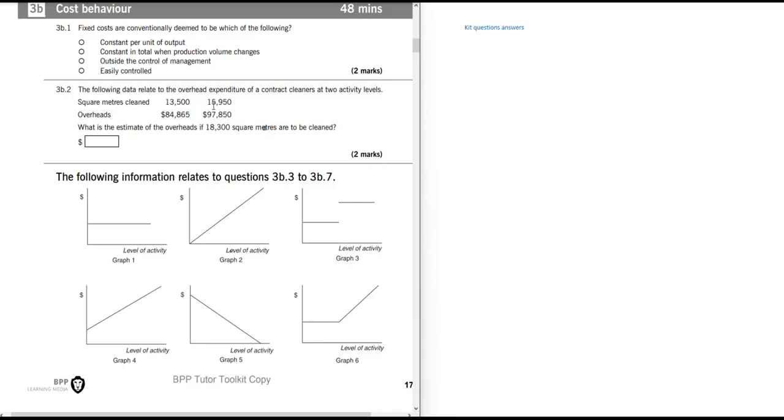Okay, let's look at cost behavior. Kit questions.